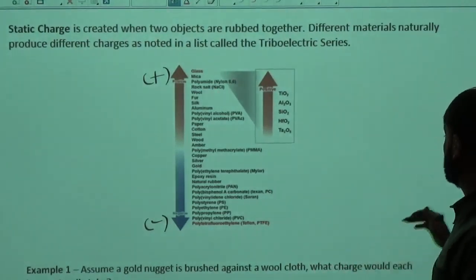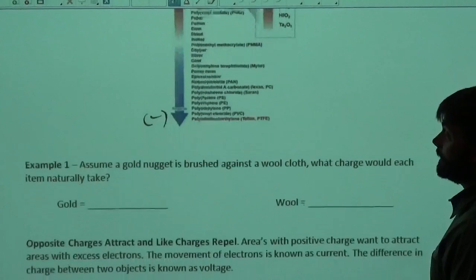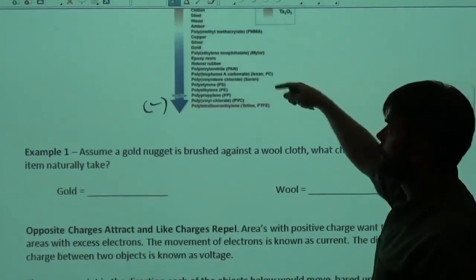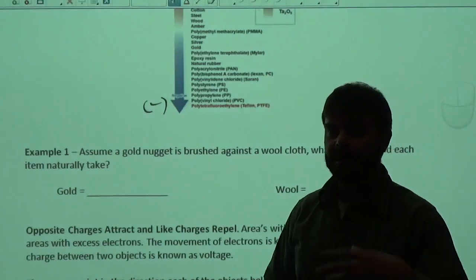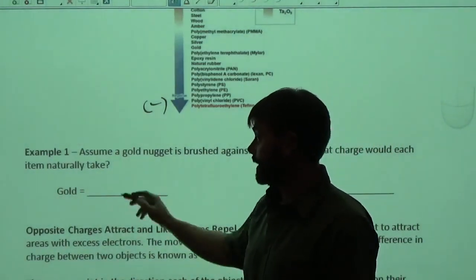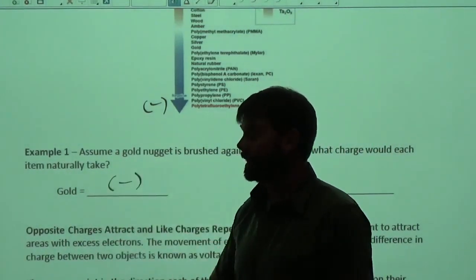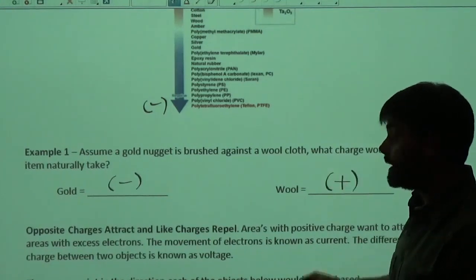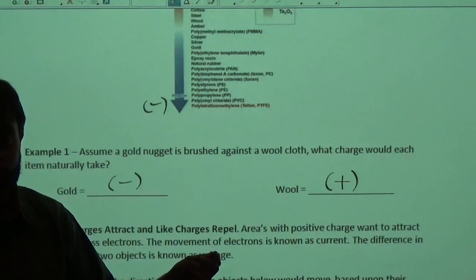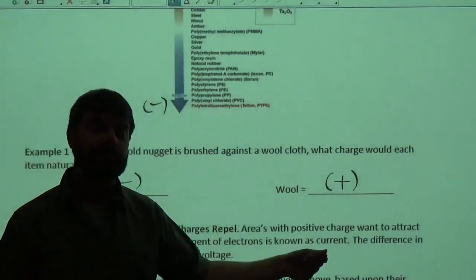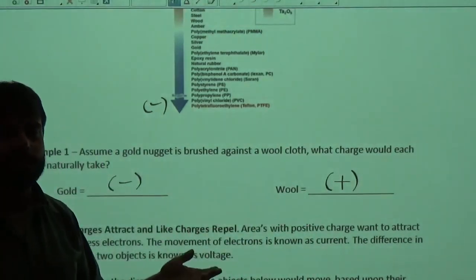And the way that that charge separates or divides is the gold, since it's lower on the triboelectric series, will want to gather electrons, and the more electrons you have, the more negative charge you have. So this is going to definitely want to take on a negative charge, and the wool a positive charge. Because remember, it's not like the positive charge is going to the wool, it's that the negative charge particles are leaving the wool, therefore leaving it out of balance.